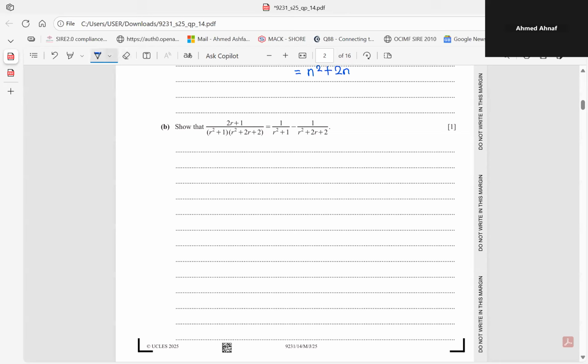Okay, so for this part, we're supposed to show that this rational function is equal to the difference of these rational functions. To do this, a lot of us would go on to split this into partial fractions, but that's going to take really long. So instead, let's do it from the right-hand side to the left-hand side. So we start from here and then we go to here. So let's write down our right-hand side.